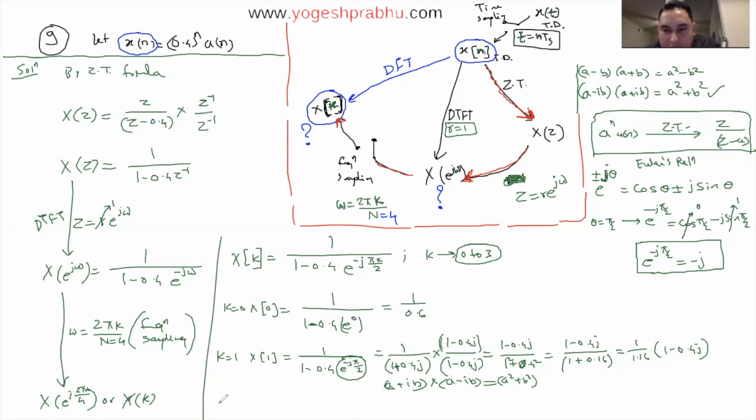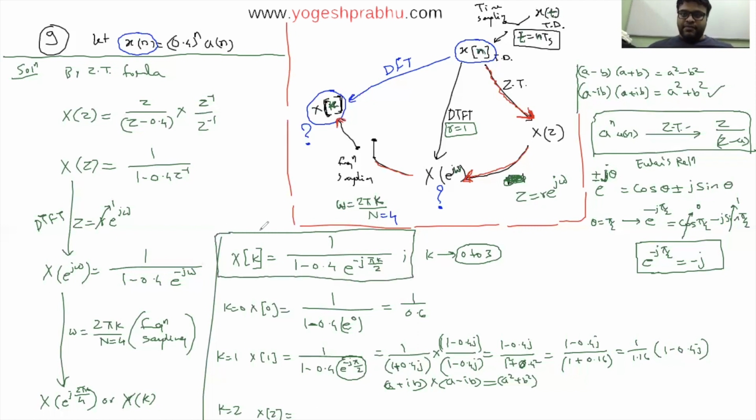And then put k equals 2. We're going to go on till k equal to 3. So now let's put k equals 2. Tell me now, how will this work? K equals 2, you'll put it in this equation. So 1 over 1 minus 0.4 e to the negative j pi, yes, that's it.